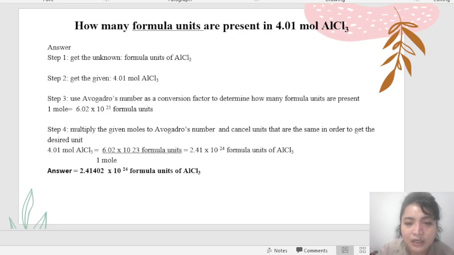So we get the appropriate conversion factor. For this problem, we have 1 mole is equal to 6.02 times 10 to the 23rd power formula units. We multiply everything on the numerator before we divide. Your final answer should be 2.41402 times 10 to the 24th power. Now, again, depending on your teacher, it depends how many significant figures we need as our final answer.